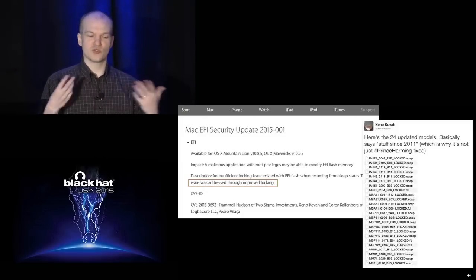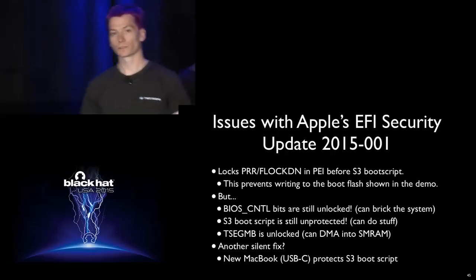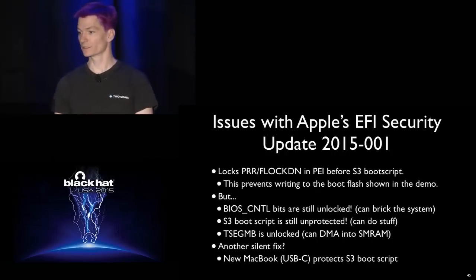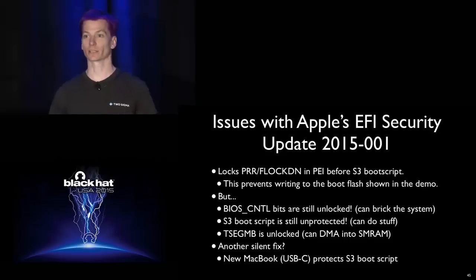So it said it improved the locking on the system, but what does that actually mean? So I pulled down the firmware update and did some diffs between the different versions, and found that Apple is now setting the protected range registers and locking them in PEI before the S3 boot script is executed. And this is the right place to do it, and it does prevent writing to the boot flash as we showed in our demo. However, the BIOS control bits are still unlocked, so it's still possible to break the system. The S3 boot script is still unprotected, so you can do all sorts of interesting stuff in there.